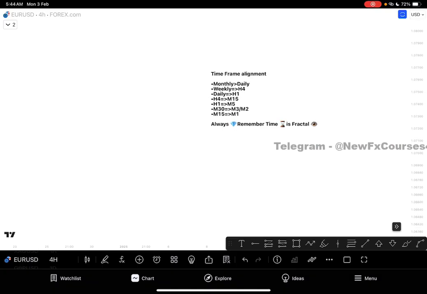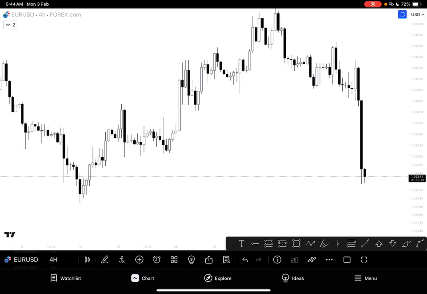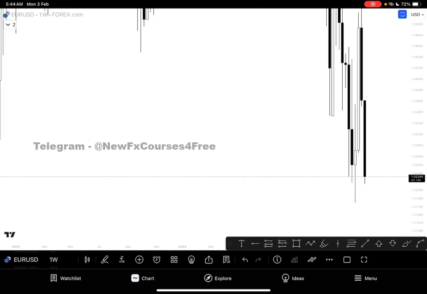What does that actually mean? It means that I might have, let me say, a 4-hour key level. Then I can actually refine my entries on the 5-minute time frame. So let me give you an example of the current week's price action. Let's start from the weekly.